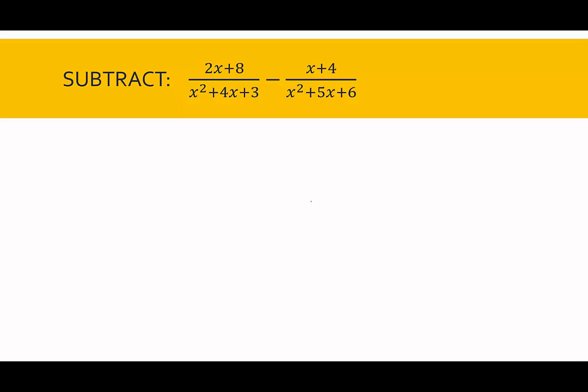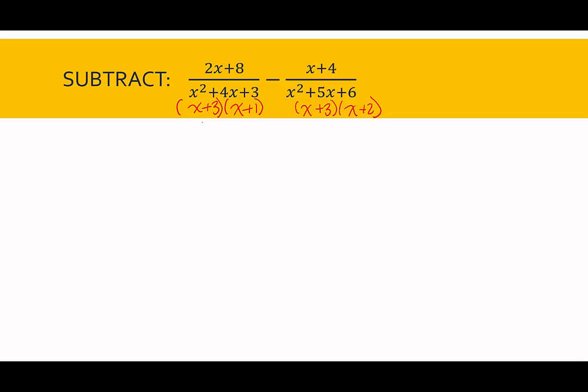Let's try it again. We want to subtract, okay. Here's what we're given, 2x plus 8 over x squared plus 4x plus 3 minus x plus 4 over x squared plus 5x plus 6. First thing we want to do, factor the denominators. These are both factorable, so let's think about x squared plus 4x plus 3. That's going to factor into x plus 3 times x plus 1. Over here, x squared plus 5x plus 6 is going to factor into x plus 3 times x plus 2.